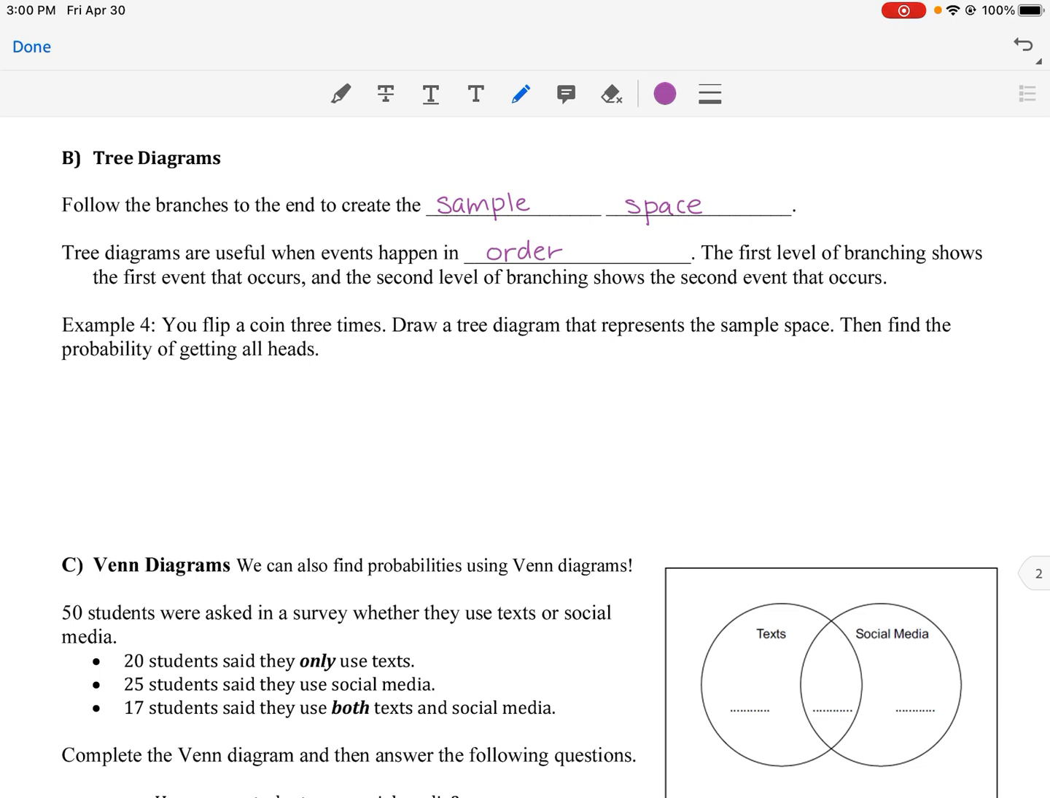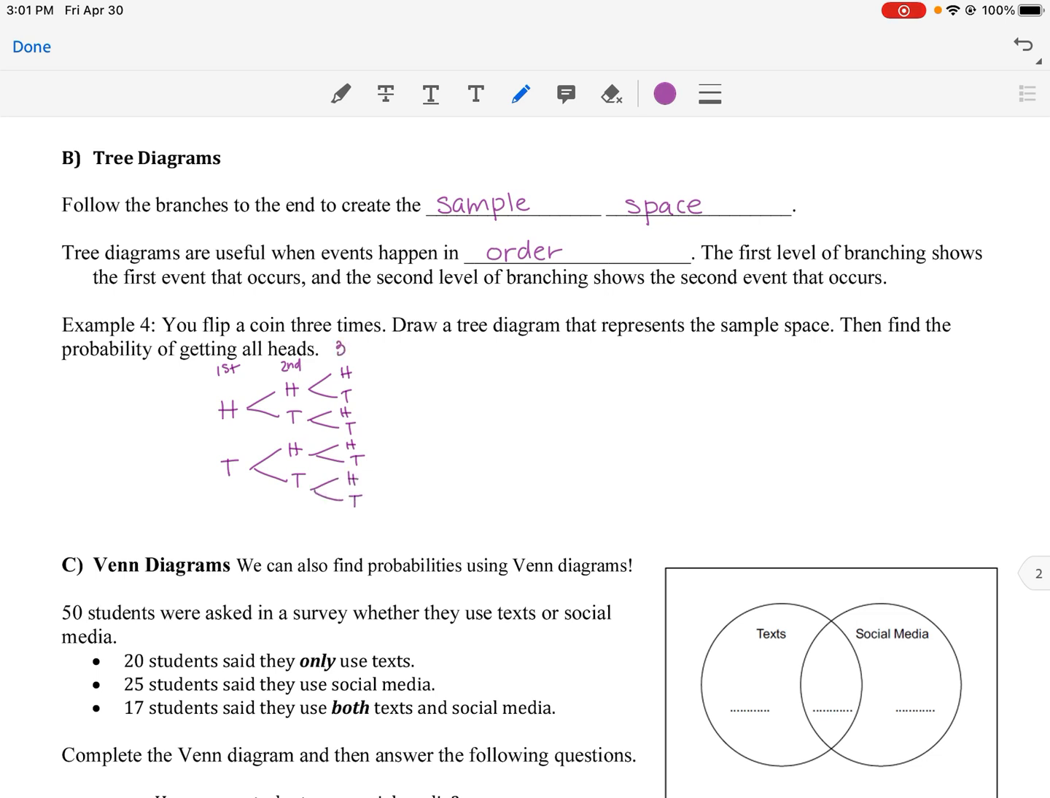Okay, so the first flip, you get either a heads, I'm going to use H for heads, or a tails. So this is your first flip. Then from that, for the second flip, you get another heads or a tails. This is for the second. And then same for the third, a heads or a tails, a heads or a tails, a heads or a tails, a heads or a tails.